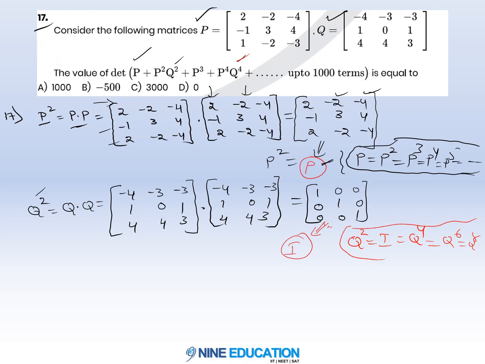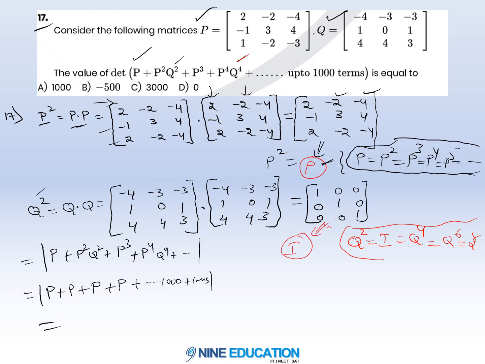Okay. So we need to find the determinant of P plus P square Q square plus P cube plus P power 4 Q power 4, and so on, 1000 times. Wherever we find P square and P cube, here it is P. We can replace P square as P, Q square as I. P into I will be again P. We get P cube is also P. And again P power 4 is P, Q power 4 is I. So how many times will we get P? 1000 times. So we'll get the determinant of 1000 P.